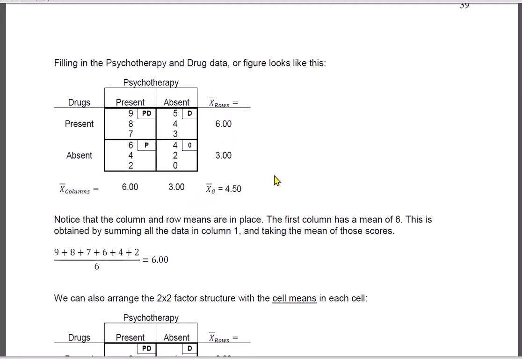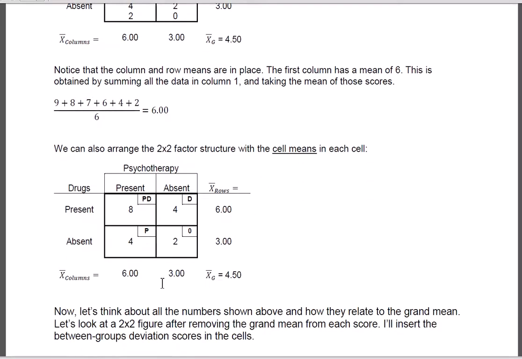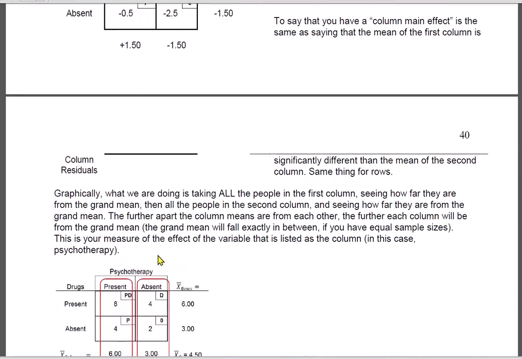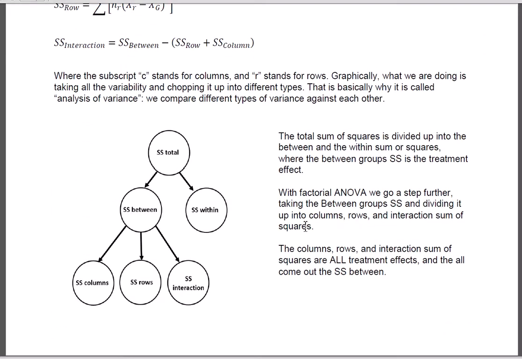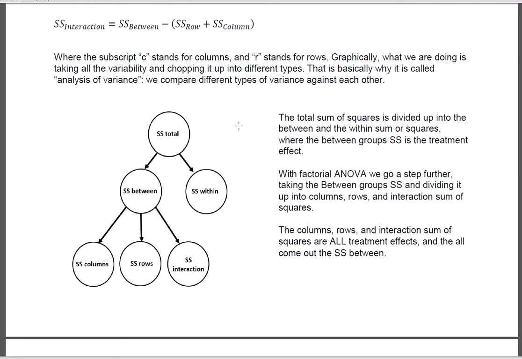So I've already walked through part of this. Here's the same structure of the design of the cells of the experiment with the cell means inserted instead of the raw numbers. So I'm going to skip past some of this because I've already covered this. One thing to always remember is the relationship of these different types of variability to each other. The sum of squares total gets divided up into the between groups and the within group sum of squares. The between groups is your treatment effect, and the treatment effect in turn gets divided up into columns, rows, and interaction.